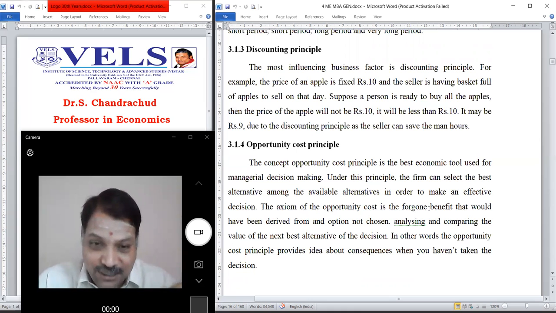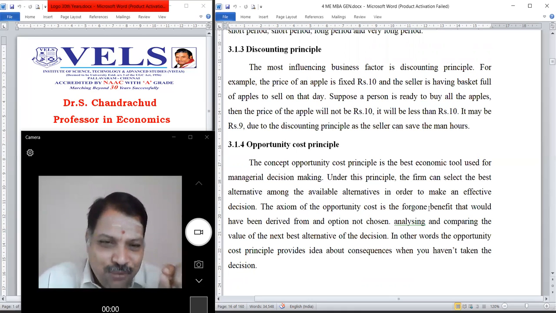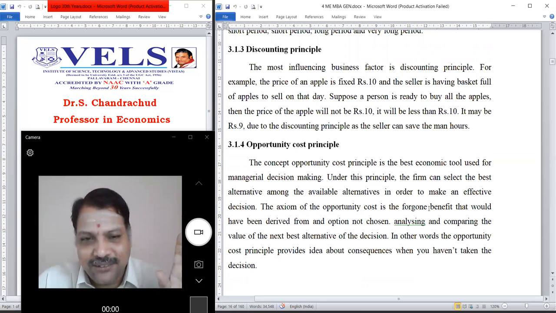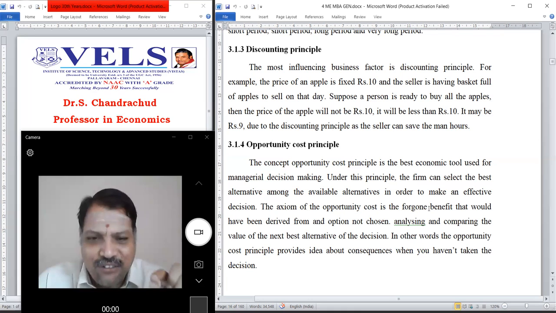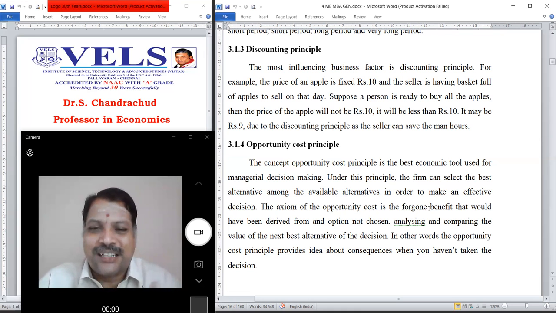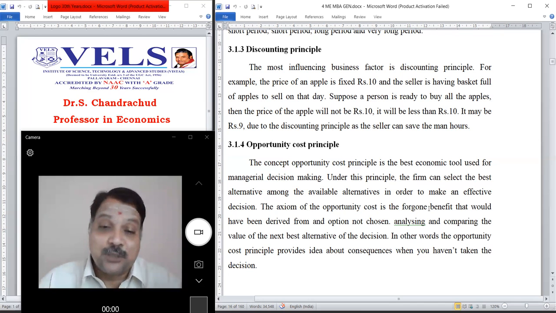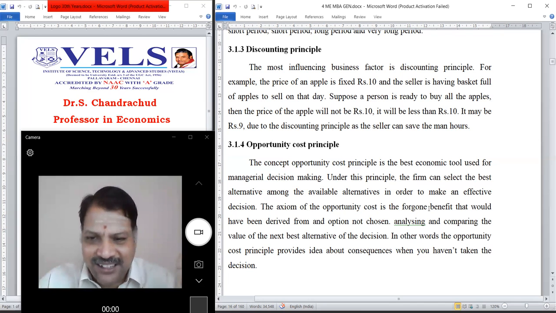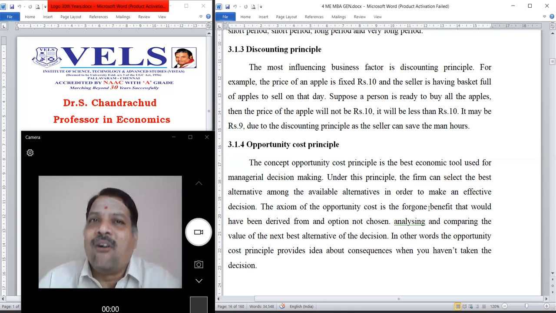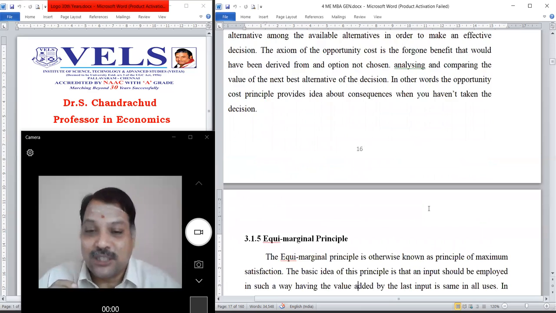This particular axiom of opportunity cost speaks about the next best alternative. Why? Because of the benefit that would have been derived from the option which is not chosen. Analyzing and comparing the value of the next best alternative will give enough information about the business. In other words, the opportunity cost principle provides an idea about the consequences when you have not taken the decision. This particular concept is applicable in all kinds of situations. So as a manager, we should know the axiom of the opportunity cost principle.